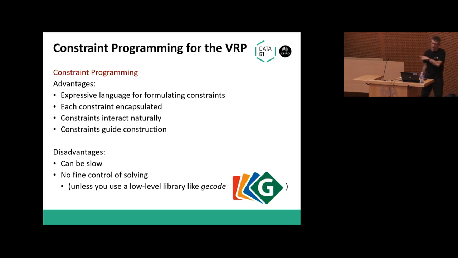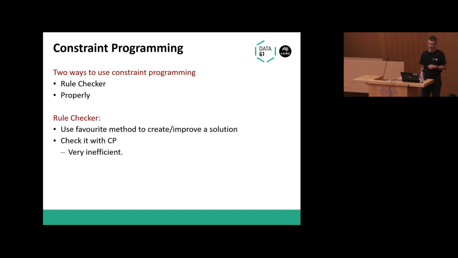A disadvantage of using something like MiniZinc is that it can be slow. It's expressive, and almost always with expressive you get slower stuff. And there's no fine control of solving. In MiniZinc you can't really control very much how it's solved, although we'll play a little bit with that. But you can go to a constraint programming library like Gecode that allows a much finer level of control. Okay, so two ways to use constraint programming.